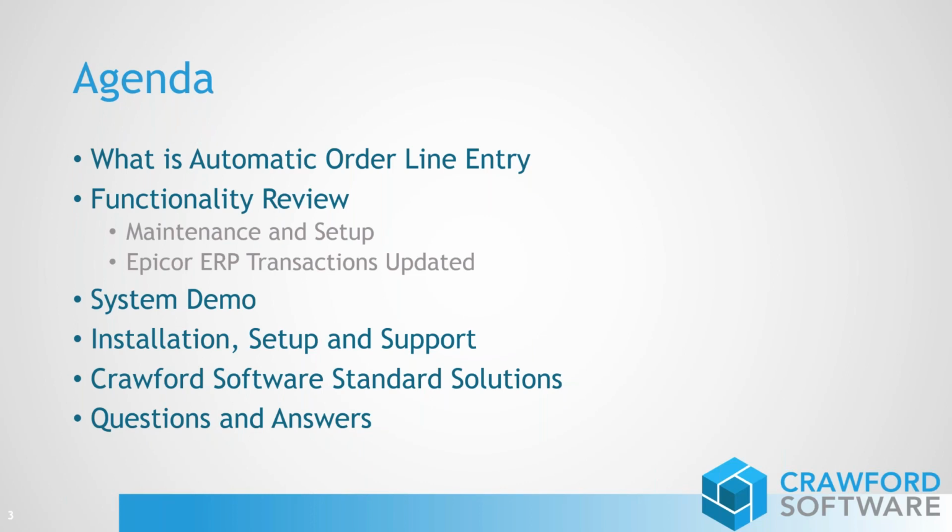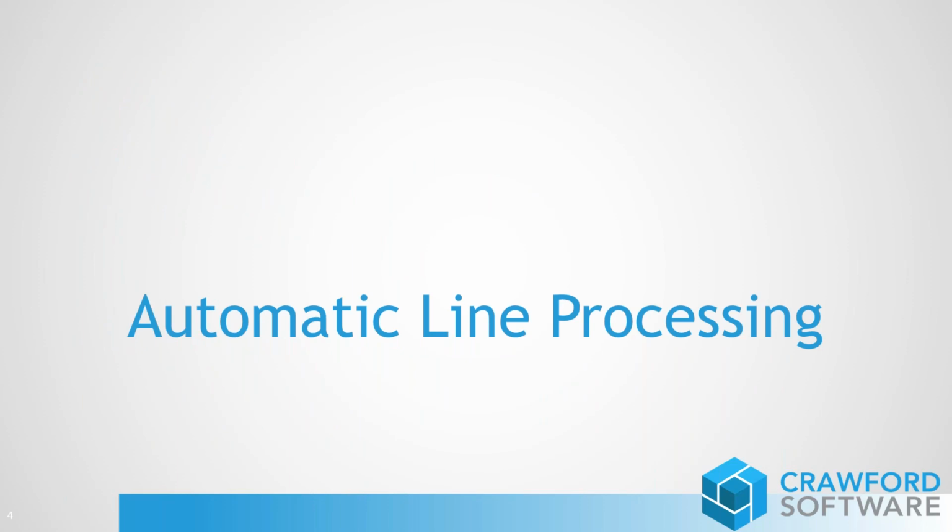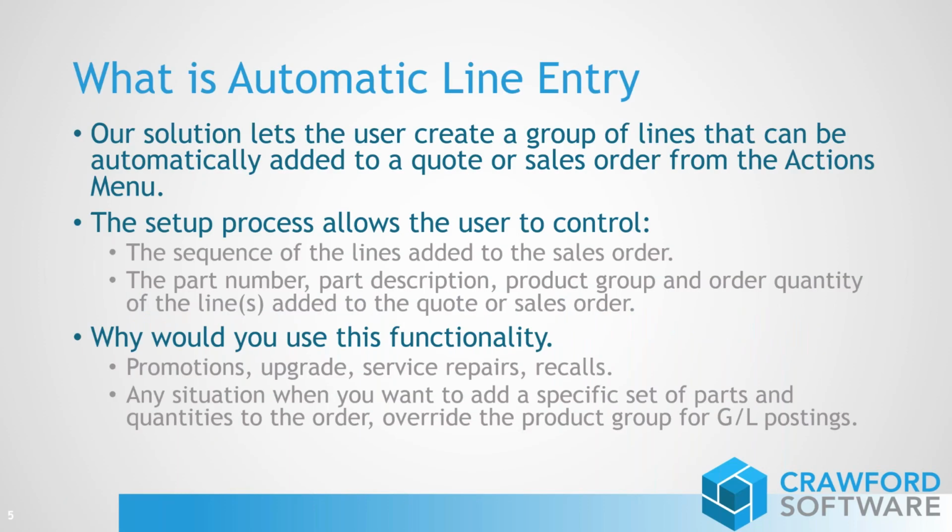All right. So moving ahead, automatic line processing. What is this feature set up to do? What is it meant to do? What we've done with this functionality is let you create a series of setup maintenance menus that allow you to say, when I do a promotion or an upgrade or a certain type of service repair or in-house service or a recall, there can be a group of products, could be 1, could be 10, could be 15, whatever you need, that you want to make sure are included on every quote and every sales order associated with that promotion.